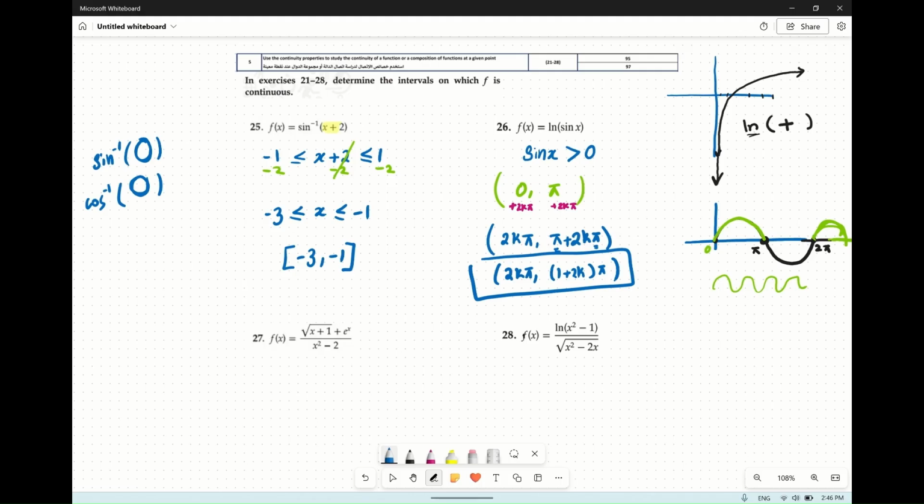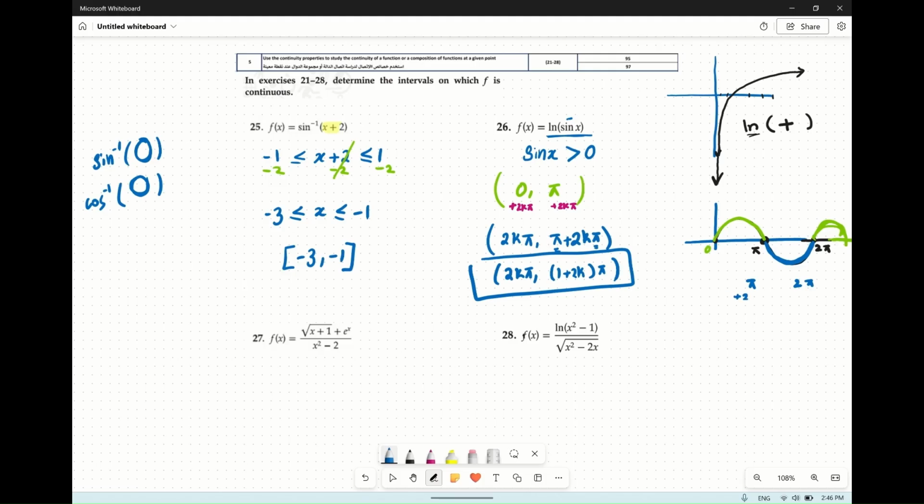Now, what if in the final they ask me where is this not continuous? So this can happen also. I know that the ln of sine is going to be not continuous whenever we are in the negative part of the sine, because the ln cannot take anything that will make this minus. So where is this happening? You see it is happening between pi and 2 pi.